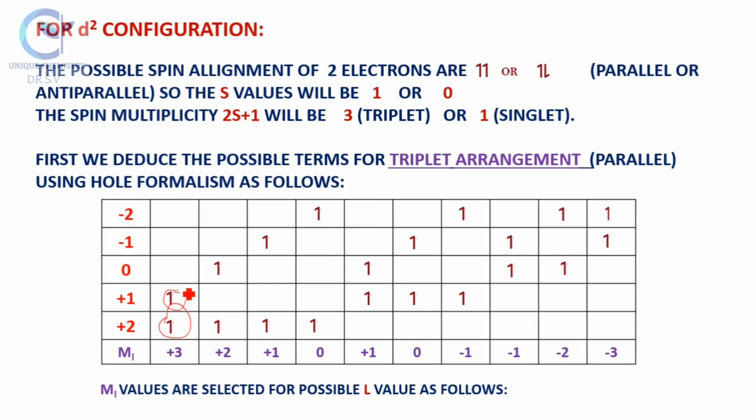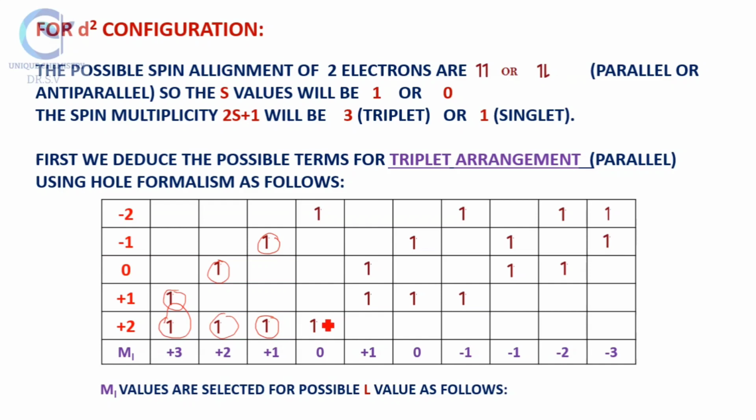In another arrangement, by keeping the first electron in the same level, the second electron is placed in all other ML levels successively. You see here. Now the second arrangement, keeping the first electron in the same plus 2 level, the second electron goes to the next higher level, 0. And again the third arrangement, keeping the first electron in the same plus 2 level, the second electron will go to the minus 1 level.